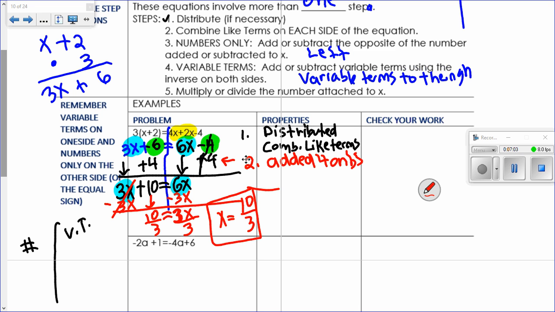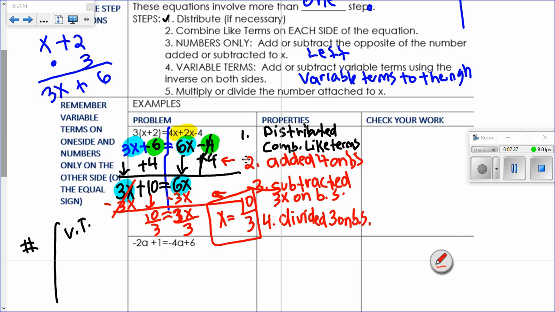Then drop down right here for number 3. We subtracted 3x on both sides. And the last step, step 4, for the properties, we divided by 3 on both sides. Okay? So we're going to check whether or not 10/3 is a solution to both sides of this equation.